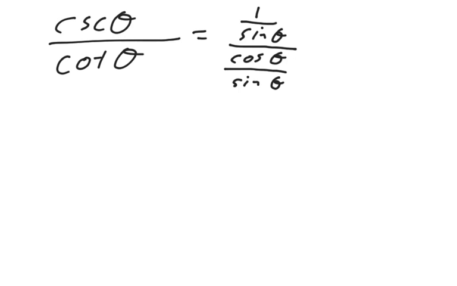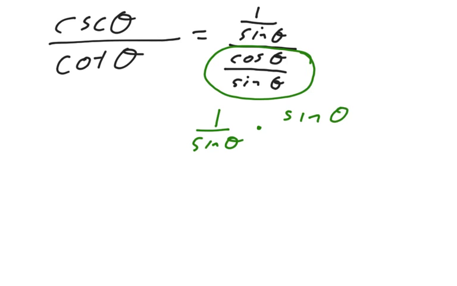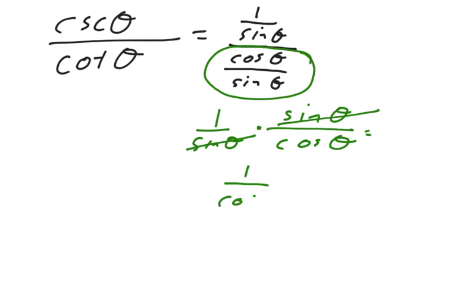Now when we divide fractions, we're going to multiply by the reciprocal, so I'm going to take this part right here, flip it, and multiply it to the numerator. So we get the 1 over the sine of theta didn't change, times, when I flip it, the sine of theta over the cosine of theta. And the sine of theta with 1 on the top and 1 on the bottom cancel each other out, and we're left with 1 over cosine of theta, which turns out to be secant of theta.